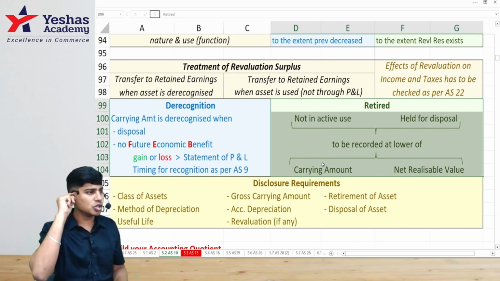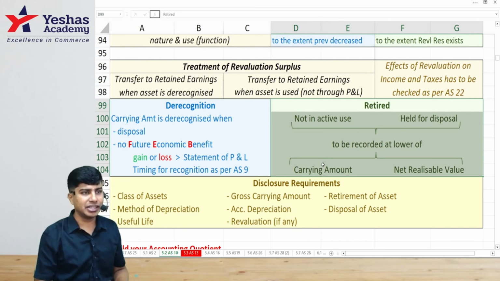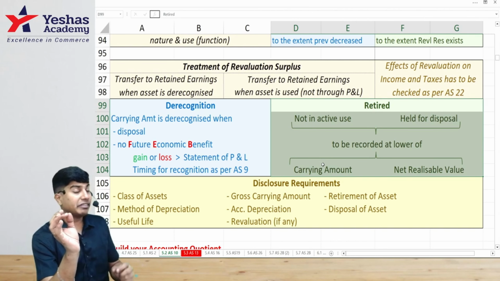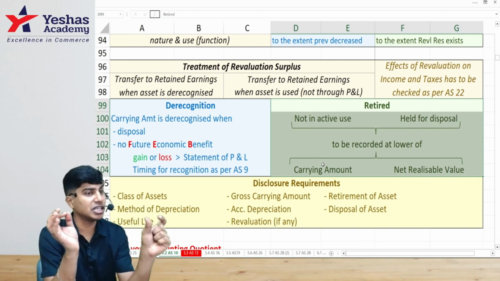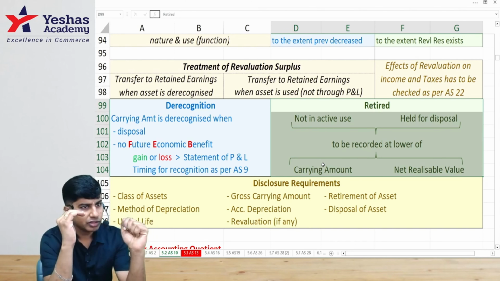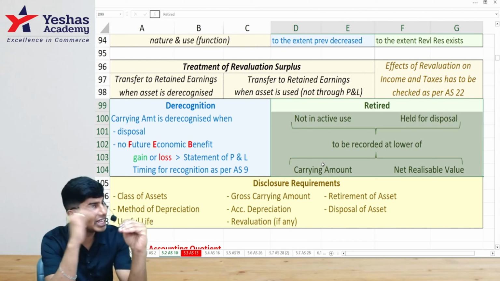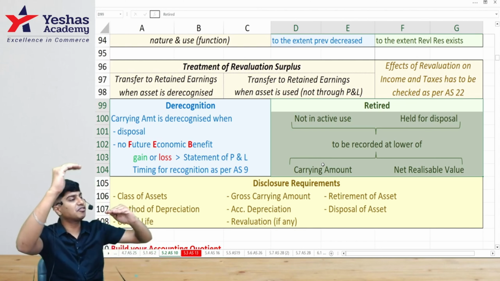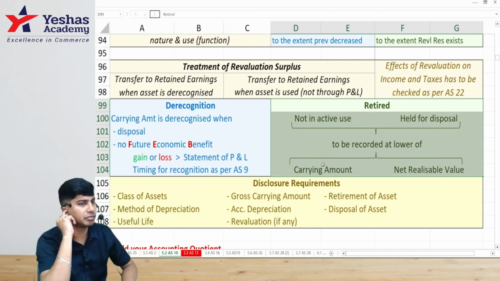Let's say its original cost was 1 lakh. It is depreciated by 90,000. So its book value is now 10,000, or carrying amount is 10. But when I sell, I can sell it only for 6. Carrying amount 10, but I can sell it only for 6. When I sell, I'll make a 4,000 loss. Don't wait for the date of sale. Record it today only. Today, change the value of the asset from 10 to 6, and book the 4,000 loss to P&L because it is a retired asset.